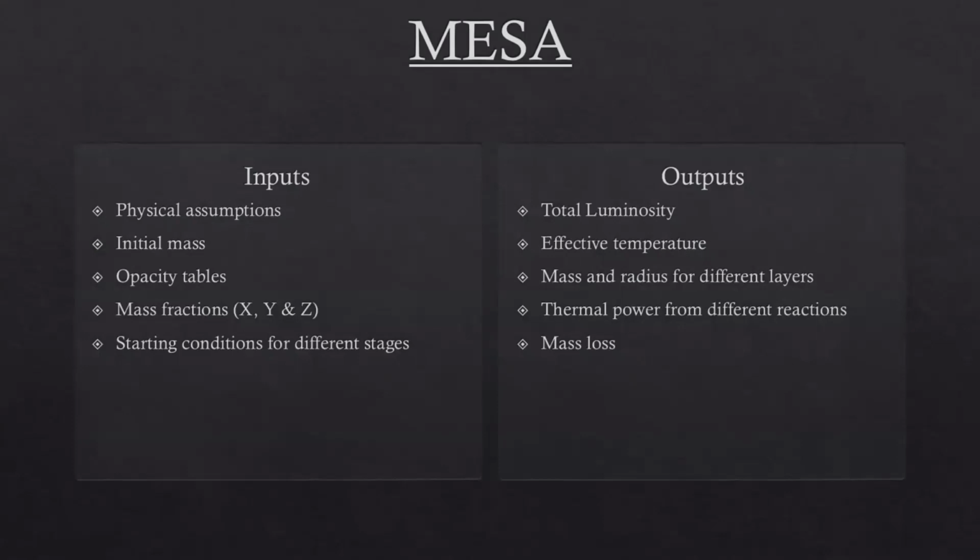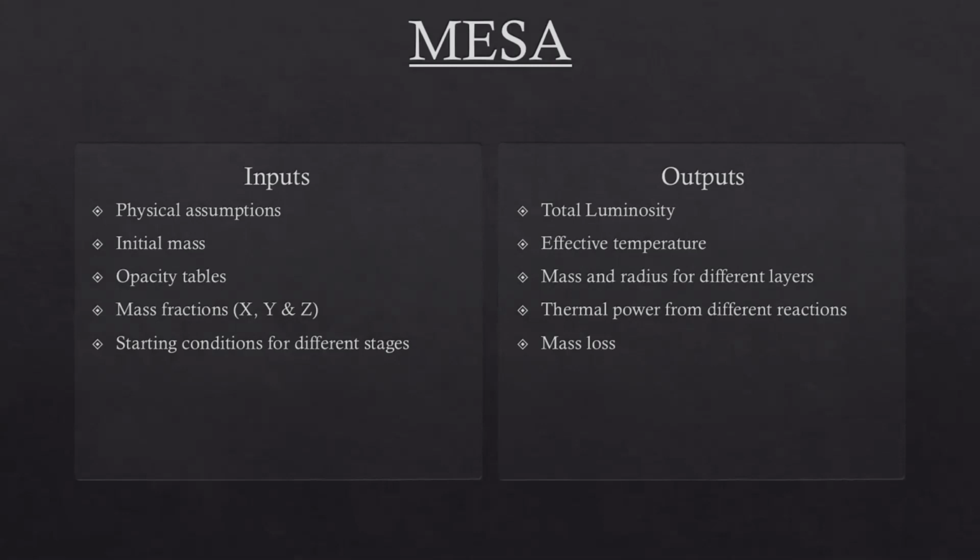Some of the inputs that you can make in MESA are physical assumptions such as rotation or stellar winds. So you can change this stuff. You can obviously change the initial mass of the star. You can change the opacity tables, the mass fractions, starting conditions for different stages. A 1 solar mass star is going to evolve differently than a 5 solar mass star. And when they change their stages, it's going to be a little bit different. So you can control that. You can control everything.